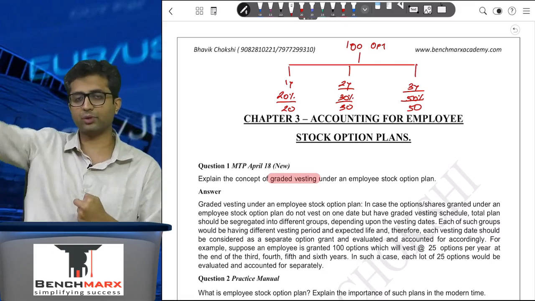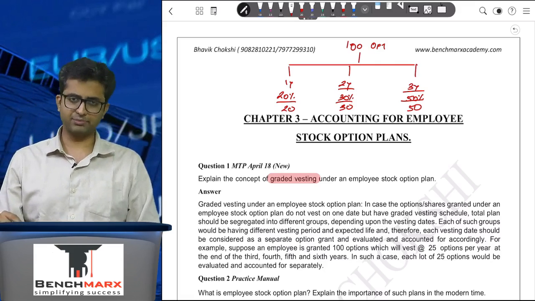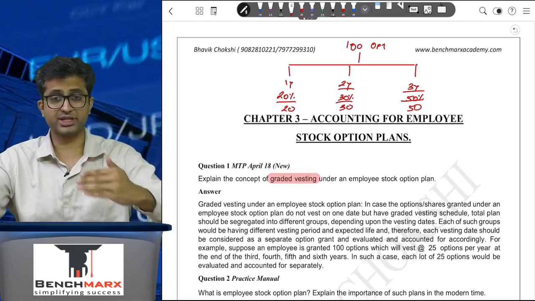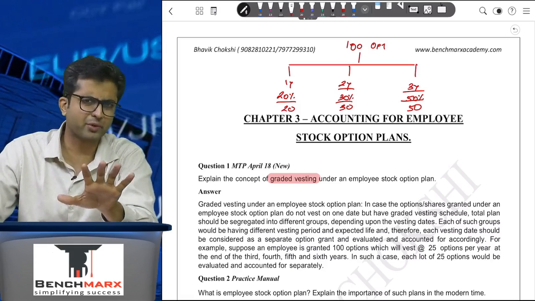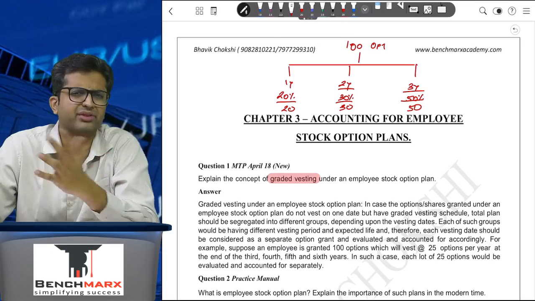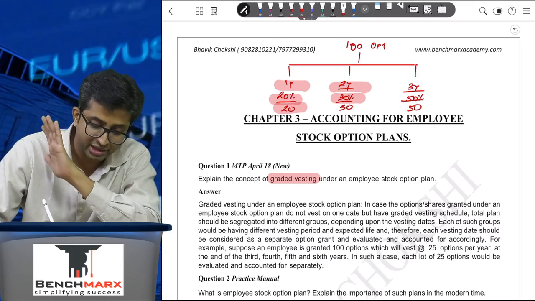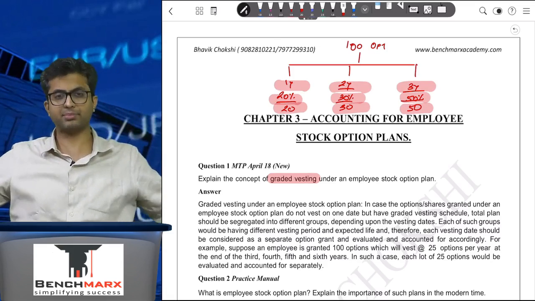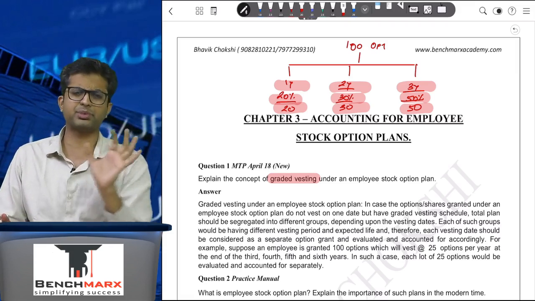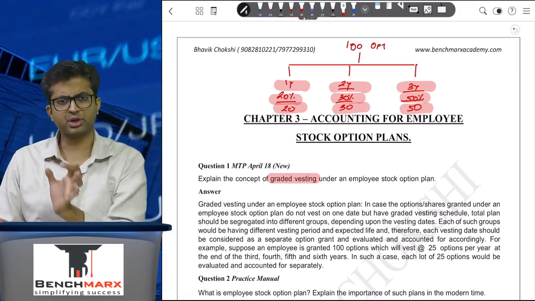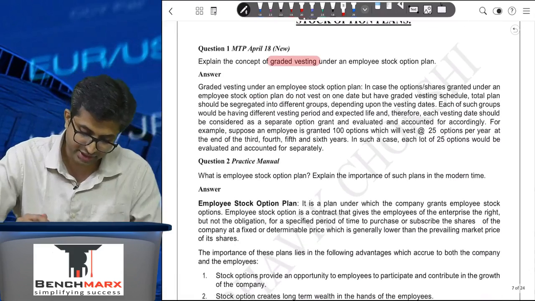If you give him a carrot for 3 years later, he might not be as motivated to continue. He might leave midway. This is what is graded vesting. The vesting does not happen directly at 3 years. It happens in a graded manner. So this is for theory. Now you might wonder what if this comes in a sum? It's very easy. You will treat each of these plans as separate plans. You will treat it as if the company has announced 3 separate plans and find the employee compensation expense for each of these plans: 20 options with a vesting period of 1 year, 30 options with a vesting period of 2 years, 50 options with a vesting period of 3 years, separately. That is what graded vesting is.